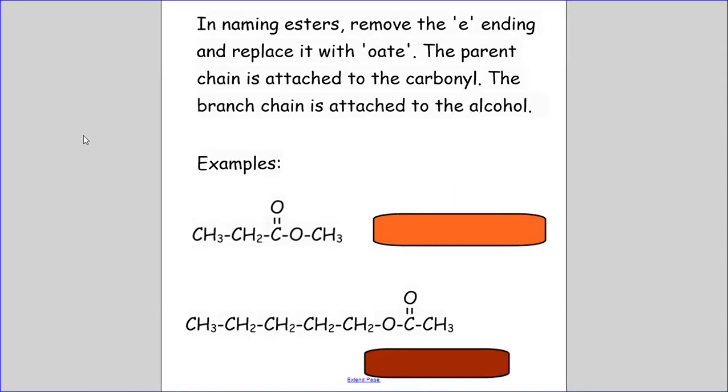So some of the principles in naming esters: we're going to remove the E ending and replace it with OATE. The parent chain is attached to the carbonyl compound, and the branch is attached to the alcohol group. So, parent chain attached to the carbonyl compound, right here. The branch chain attached to the alcohol that follows. In this case, I'd like for you to pause for a second, see if you can figure out what these are, and then we'll come back and go over them.